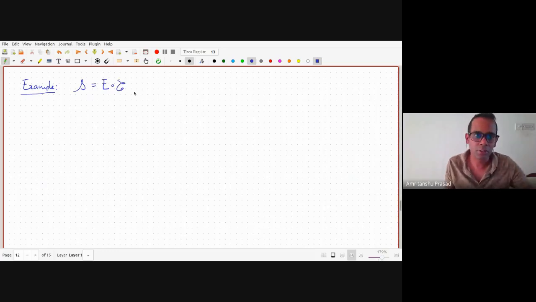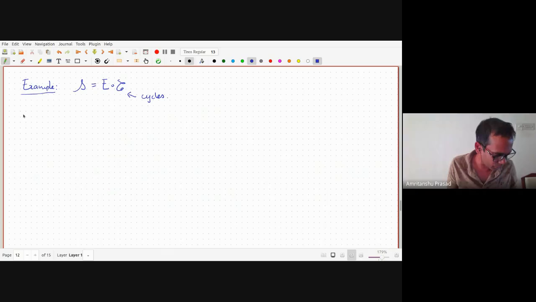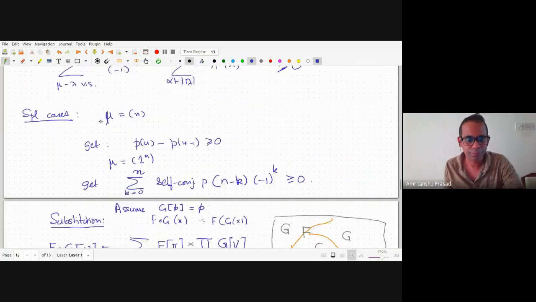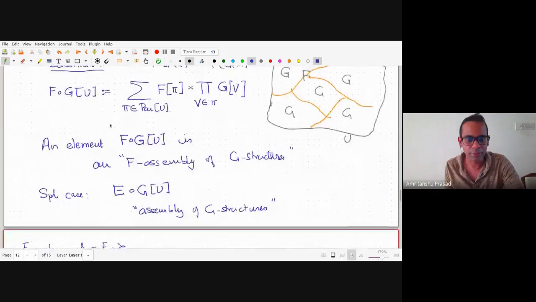This is the species of cycles. But I didn't tell you how to manipulate the generating functions, and that in this case is rather more complicated. So let's talk about that. Where's the definition? Yeah, here's the definition.